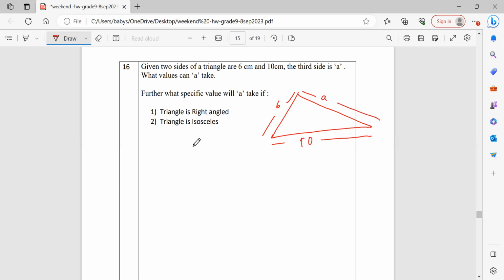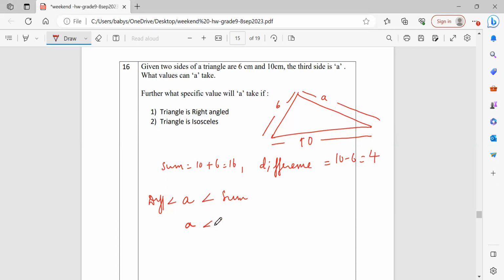Now, if you can remember, I told you, you take the sum, that is 10 plus 6, which is 16. You take the difference, 10 minus 6, which is 4. So the third side A will take values more than the difference and less than the sum. It will lie in between these two. So A will be less than 16, which is the sum, and more than 4, which is the difference.